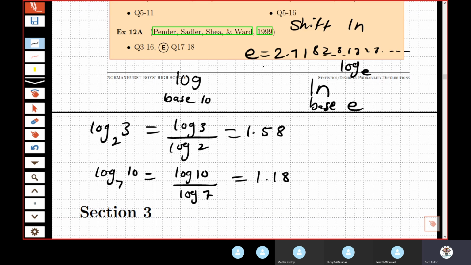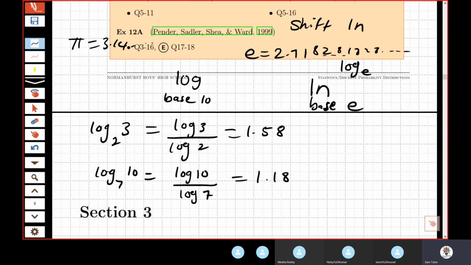So e is just a number. Don't be afraid of e. Don't think it's a letter. It's actually a number, just like pi is. Pi is also a number, 3.14 and it goes on forever. That's what e is. Now, ln has a base e.